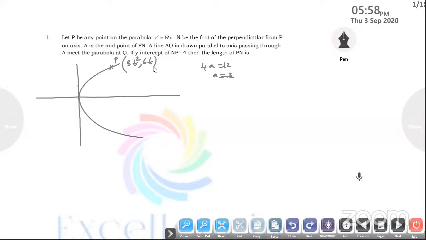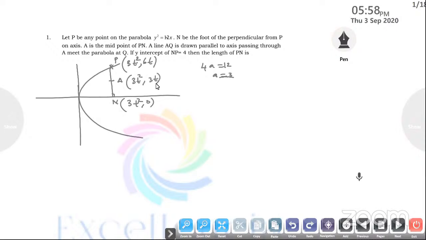So we have taken the general point P, and given that N is the foot of the perpendicular from P on the axis, I am drawing a perpendicular. So this point is given as N. I can consider this point as (3t squared, 0). Now A is the midpoint of PN, so we can consider A as (3t squared, 3t).